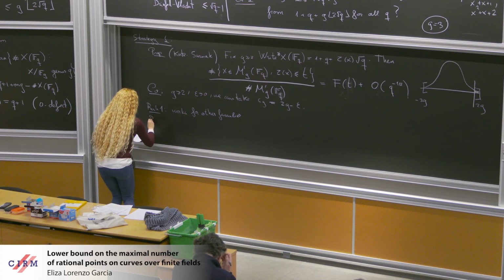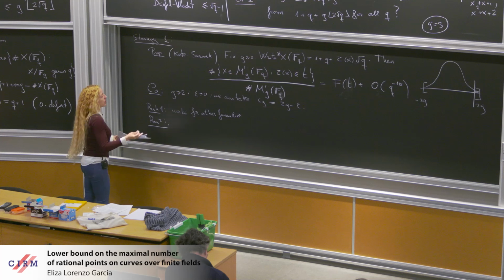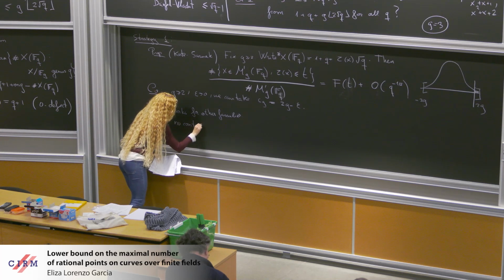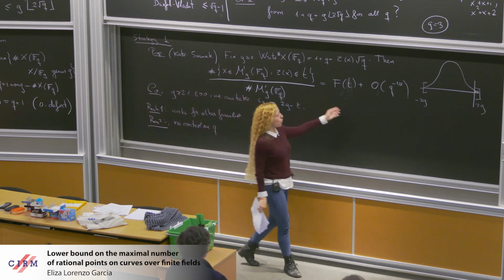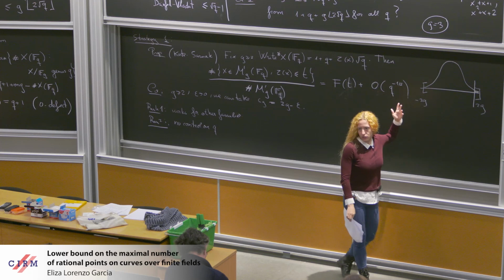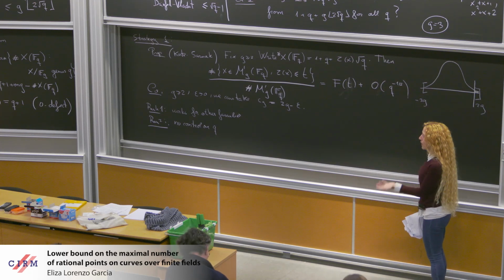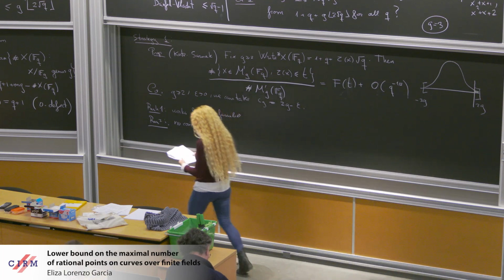Second remark, well, no control on q, this is bad. No control on q or no control in the constant, whatever. So this is what makes us not able to get something about question 1 from this strategy. So it's the thing that I already mentioned.